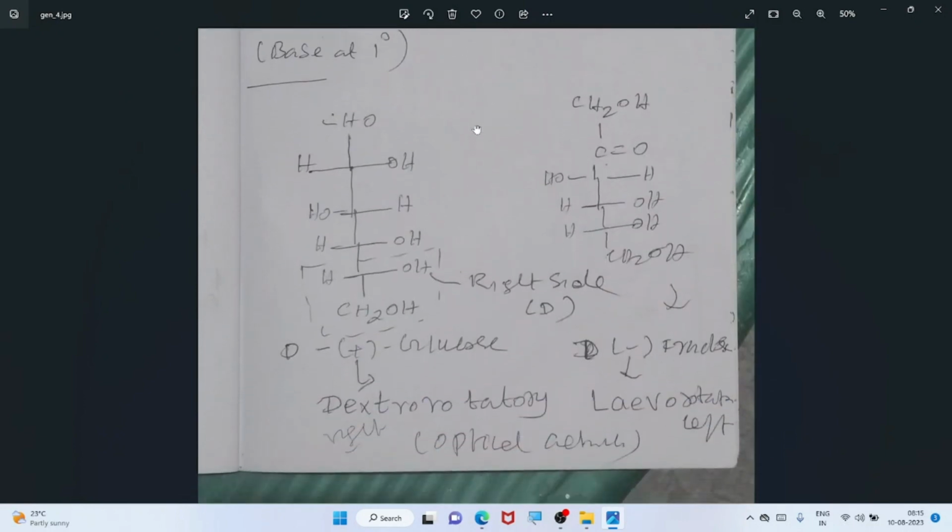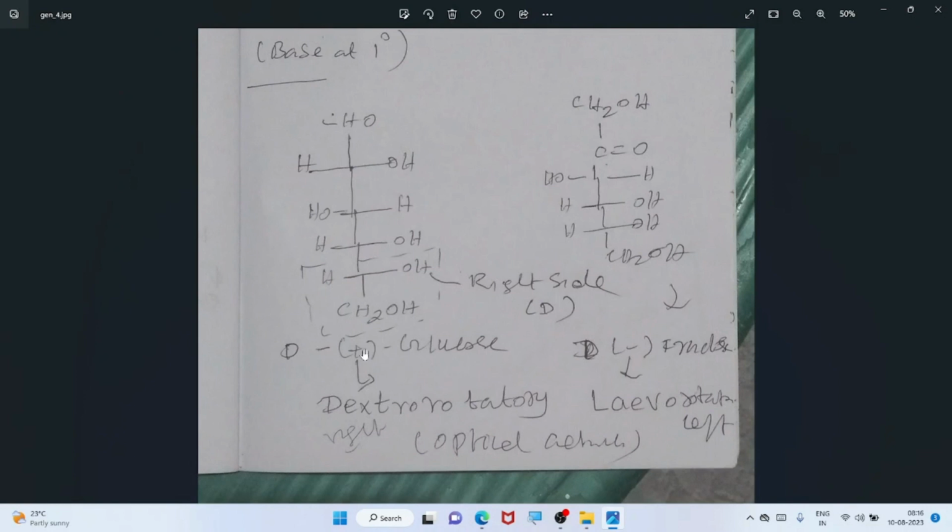Okay, so what is the difference between the D and L configuration? For D configuration, look at the OH group at the last carbon, the last asymmetric carbon. I already told you what asymmetric or chiral is. If the OH group at the last asymmetric carbon is on the right side, then it is D-glucose. If it is on the left side, then it is L-glucose.